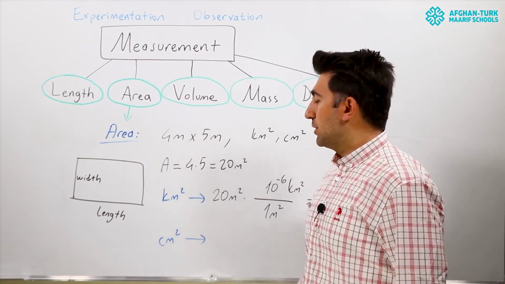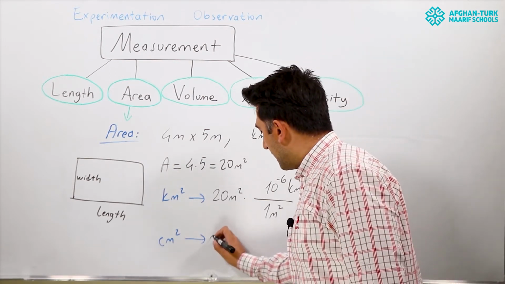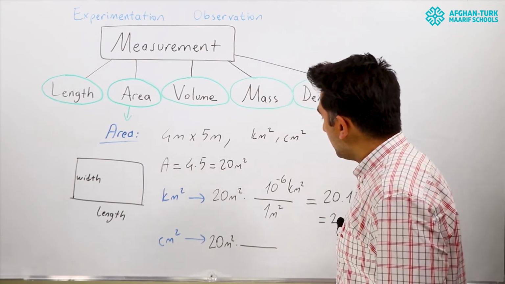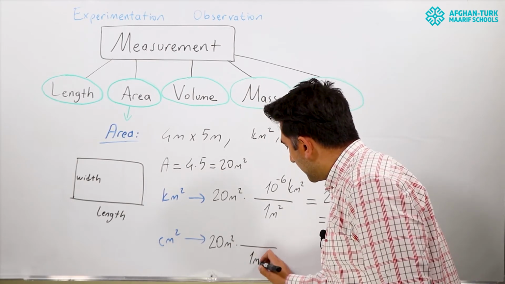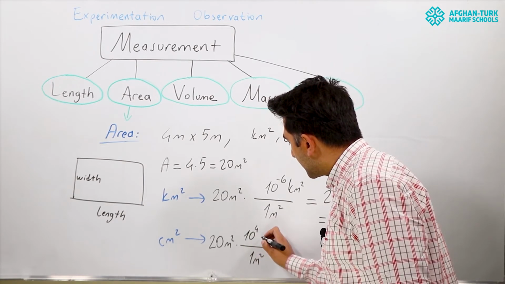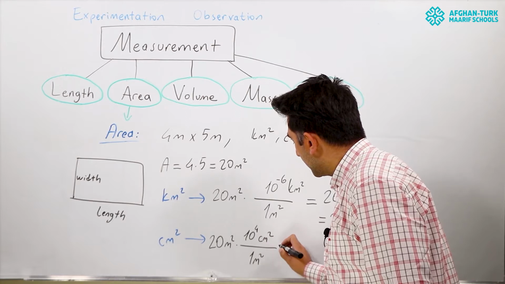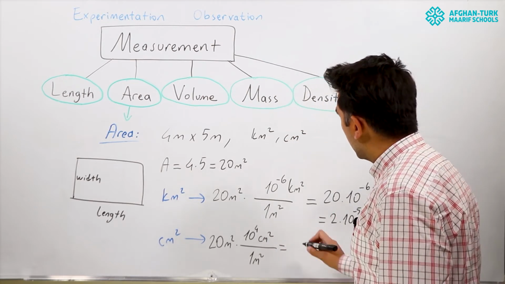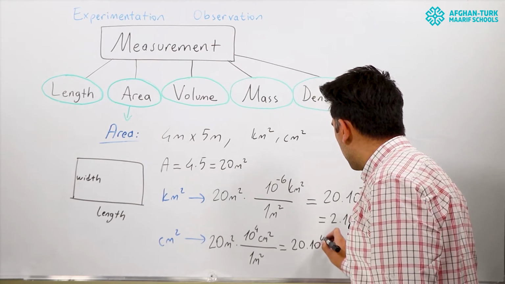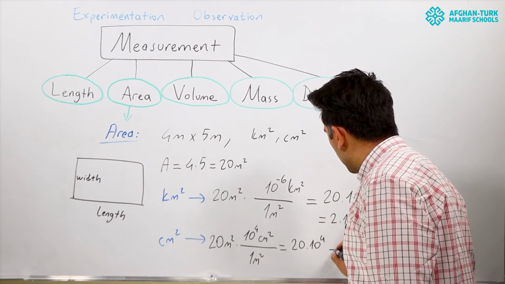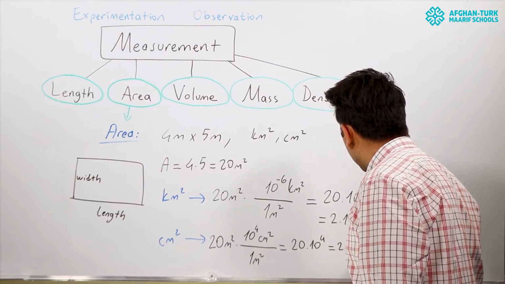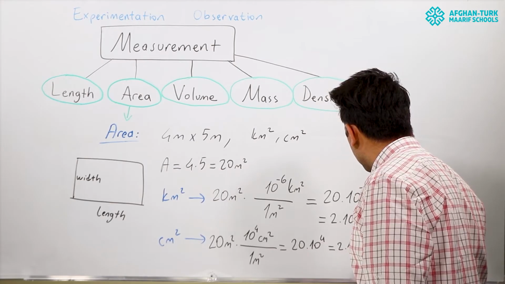How about centimeter square? Again, I'm writing 20 meter square here. 1 meter square is equal to 10 to the power of 4 centimeters square. That will be equal to 20 times 10 to the power of 4, and that's equal to 2 times 10 to the power of 5 centimeter square.